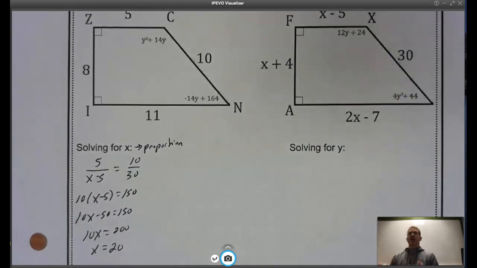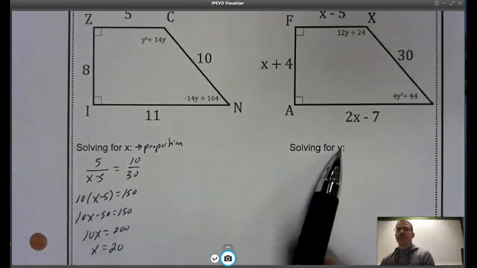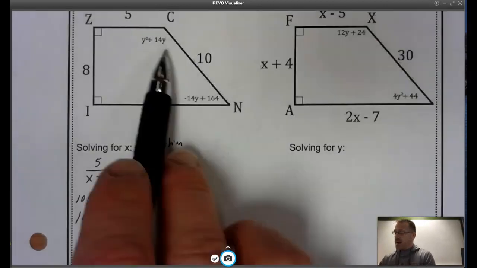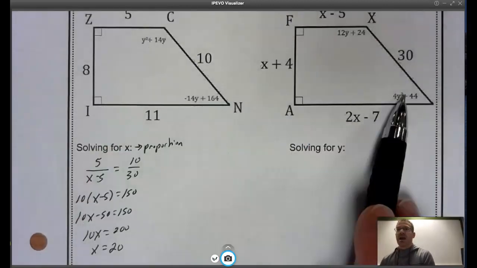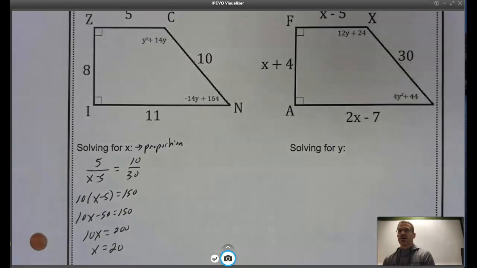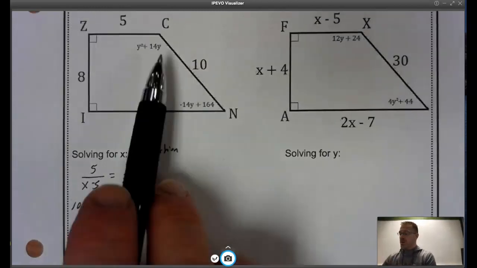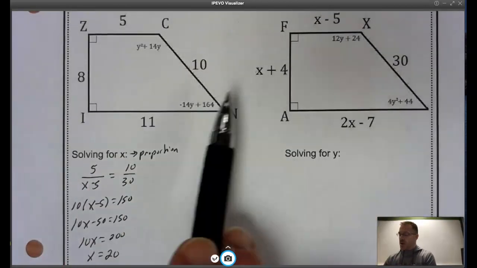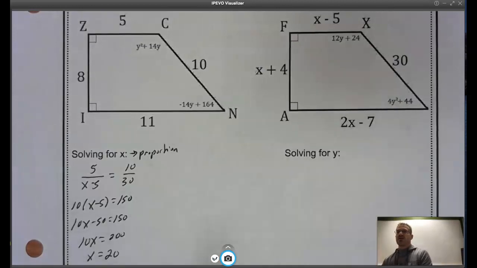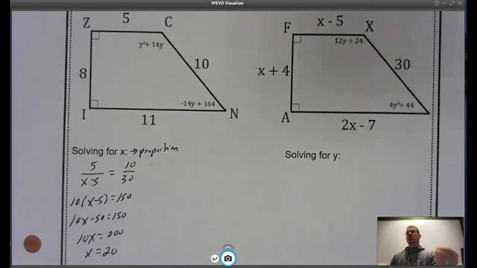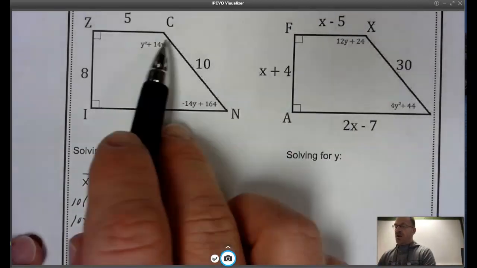Now notice, solving for y. Now I look at y. Notice these are the angles, and I have two pairs of corresponding angles. This angle corresponds to this angle, and this angle corresponds to this angle. So that means there were two different relationships I could use to solve for y. It doesn't matter which one you use, so I'm just going to use these first two pairs at the top here.